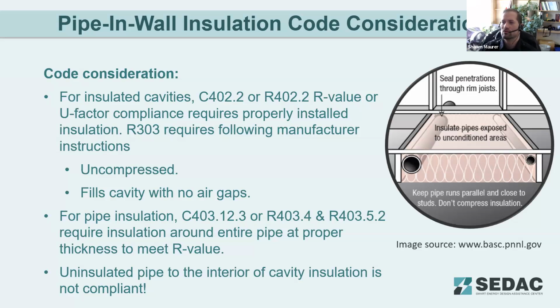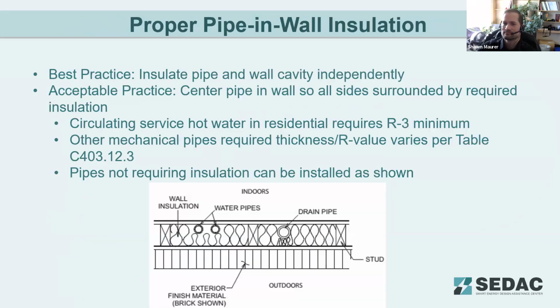It needs to meet that table C403.12.3 value. Uninsulated pipe in the interior of the cavity insulation is not going to be compliant with that, because only one side of the pipe is going to be insulated. The part of the pipe that's facing the drywall or has the insulation shoved behind it is not insulated, so it's not compliant. And I've seen that a lot, Sean, when it comes to jobs.